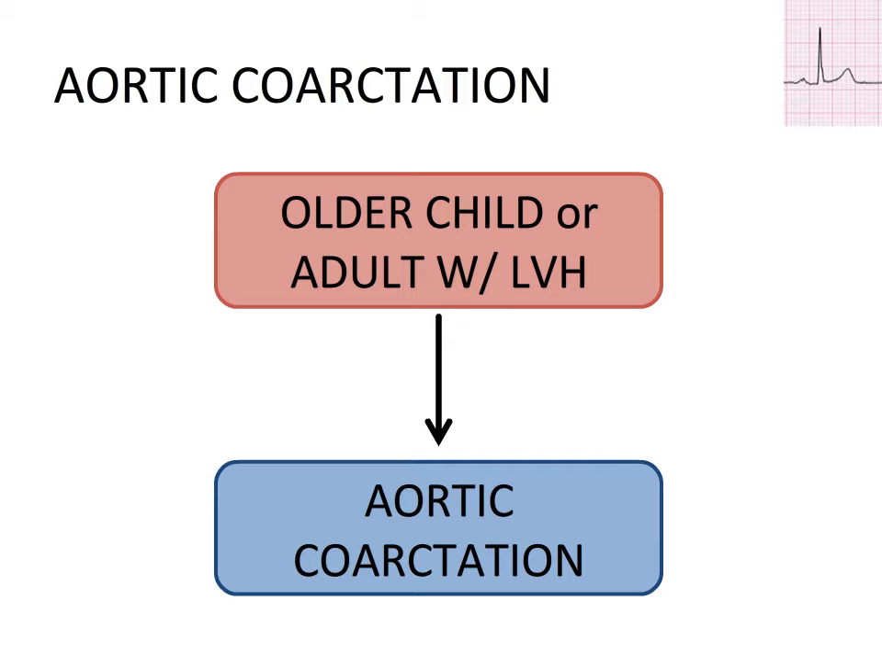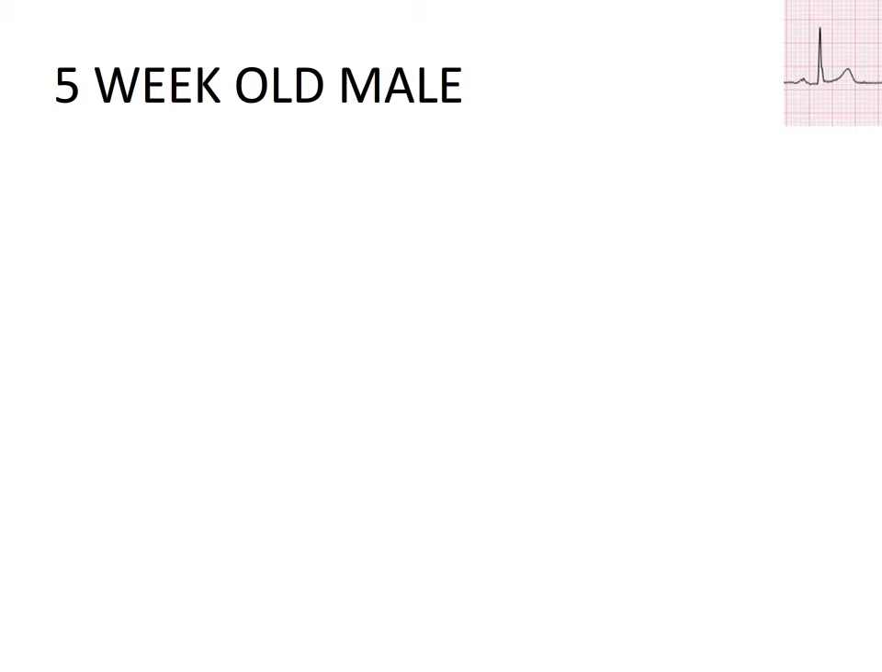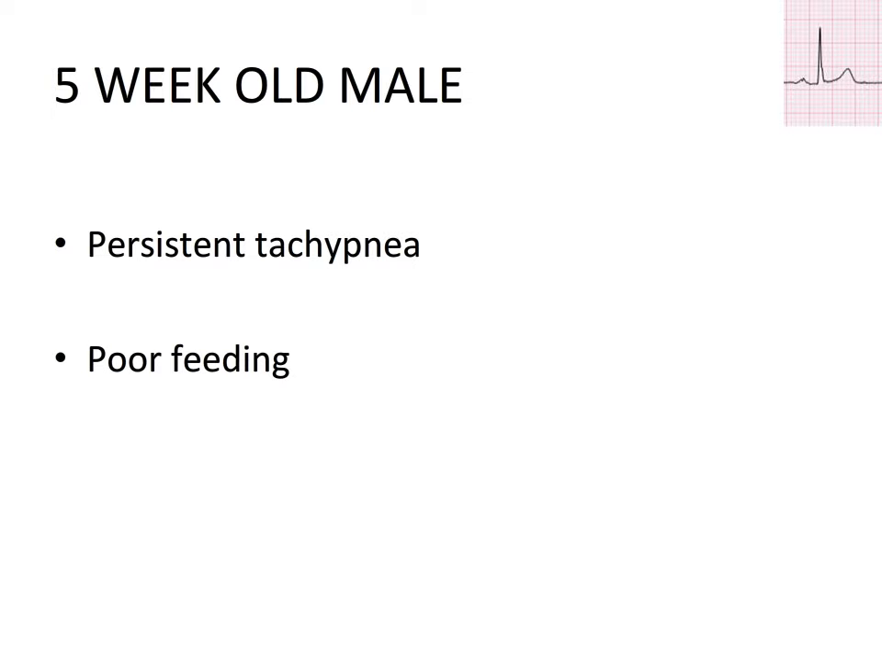Remember that not all patients with right or left ventricular hypertrophy have aortic coarctation, but in the correct clinical scenario, this should be on your differential. Okay, let's go back to our case one more time. You still have your 5-week-old male sent from his PCP for persistent tachypnea and poor feeding. This time, there is no heart murmur.